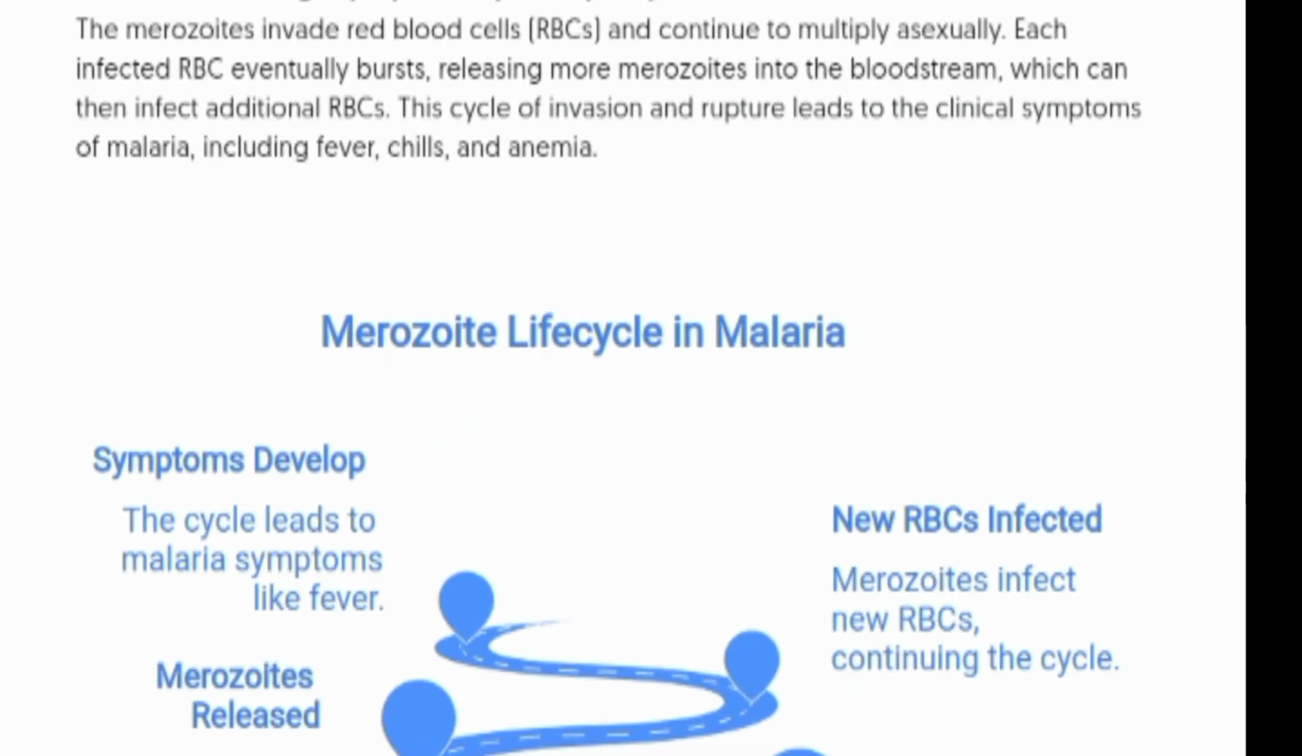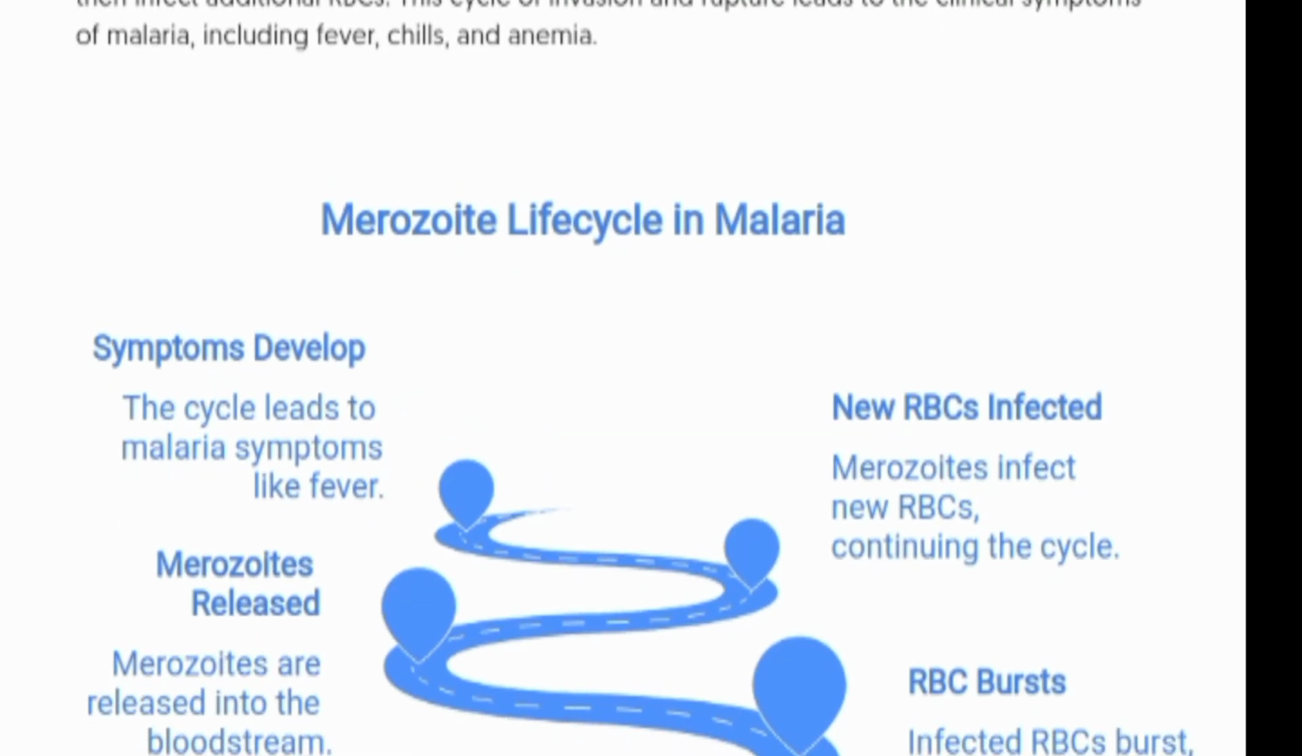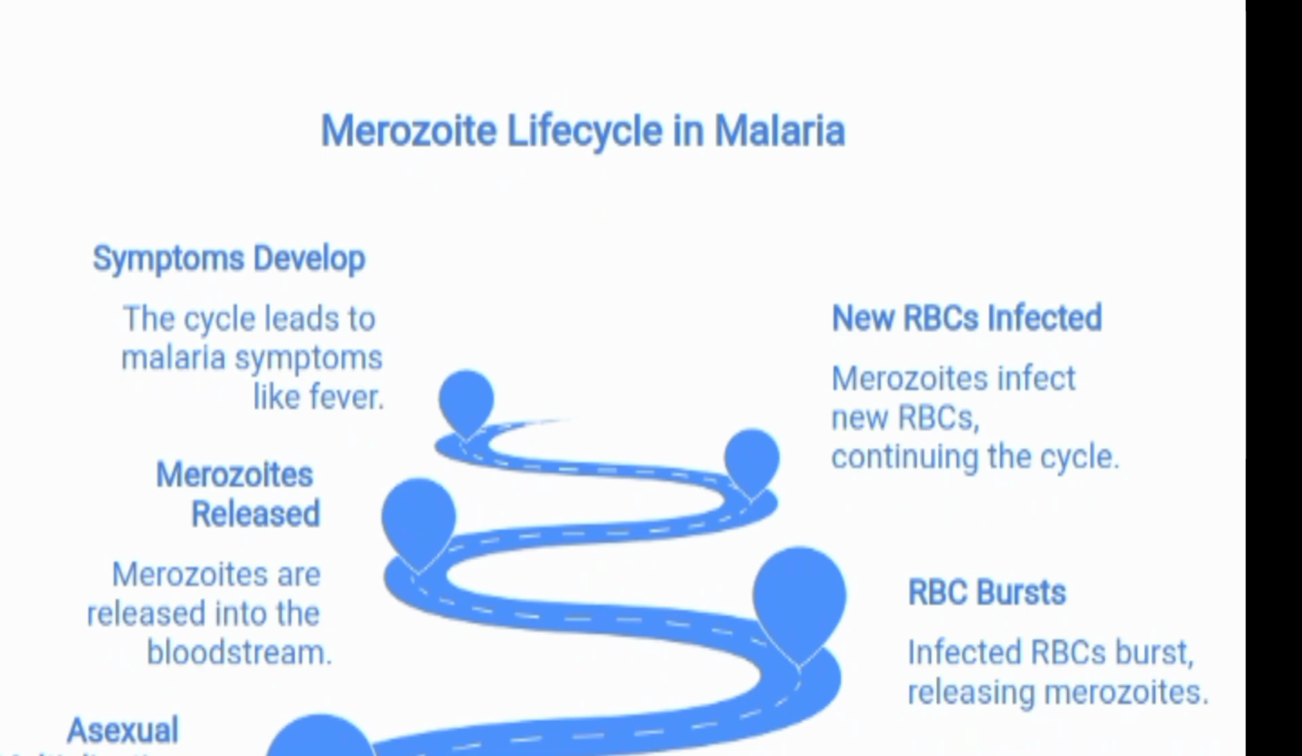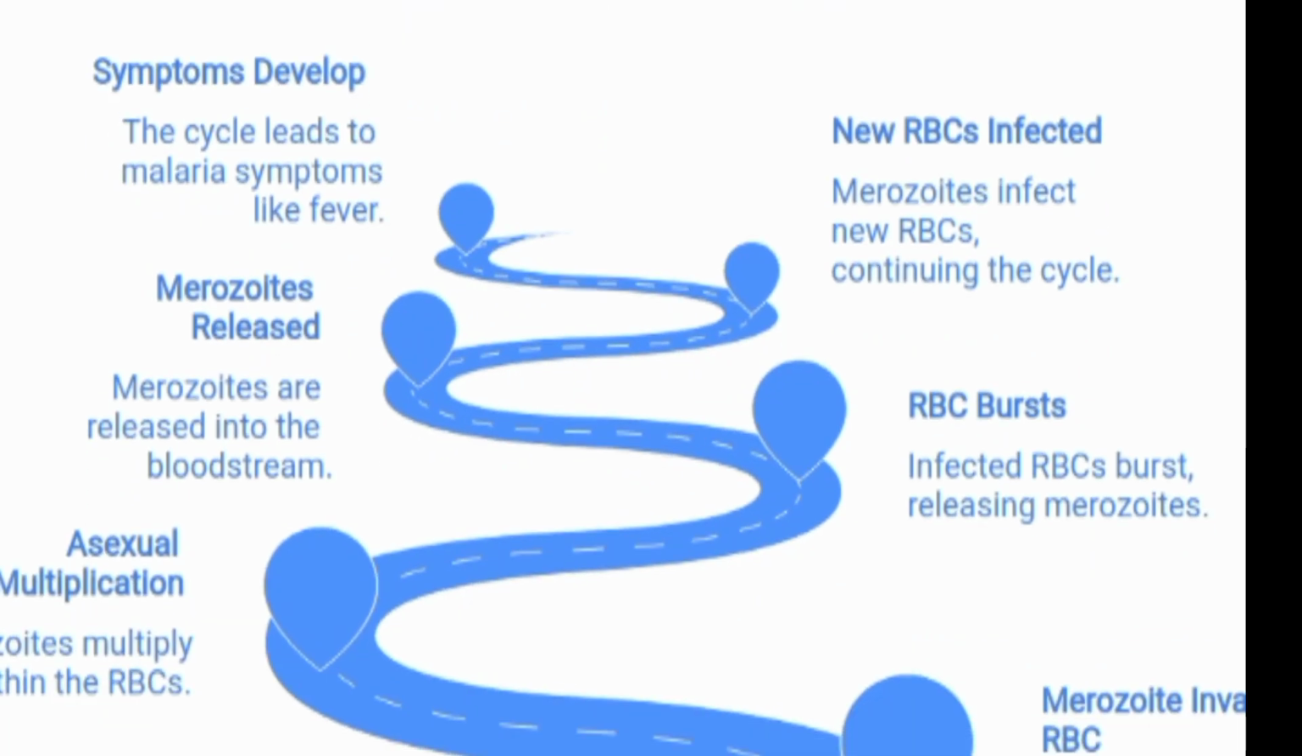Third is the blood stage. The merozoites invade red blood cells and continue to multiply asexually. Each infected RBC eventually bursts, releasing more merozoites into the bloodstream, which can then infect additional RBCs. The cycle of invasion and rupture leads to the clinical symptoms of malaria, including fever, chills, and anemia.